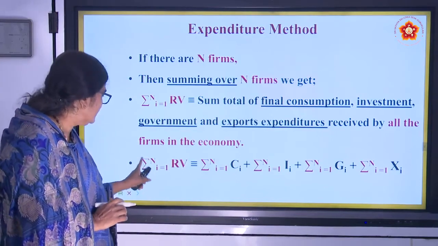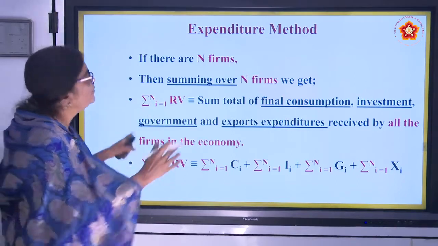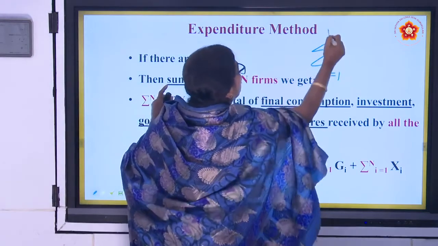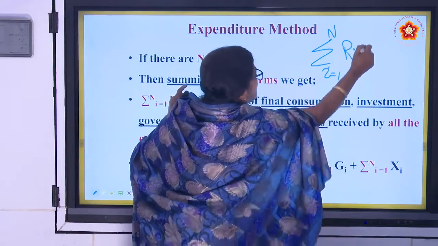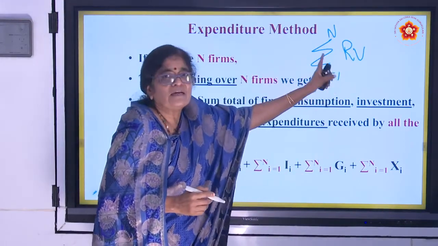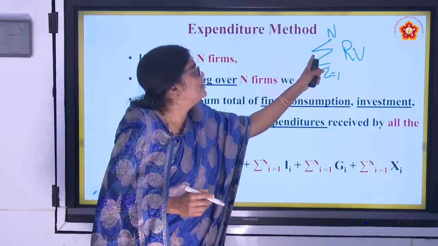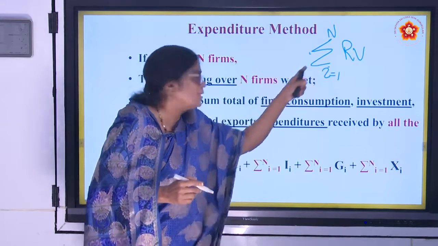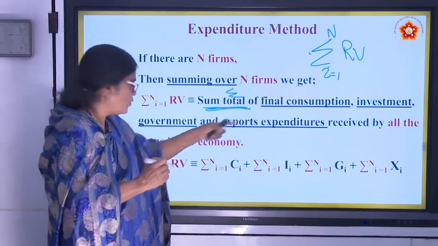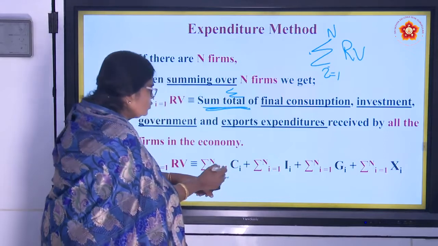And next, the summation of revenue earned by all the firms. Summation indicates revenue earned by all the N firms. That is what summation is. Therefore, we are writing summation, i equals 1 to N firms, revenue earned. How do you read this notation? The revenue earned by all the firms is summed up. Summation means summing up. Sum total of all. Sum over i equals 1 to N.